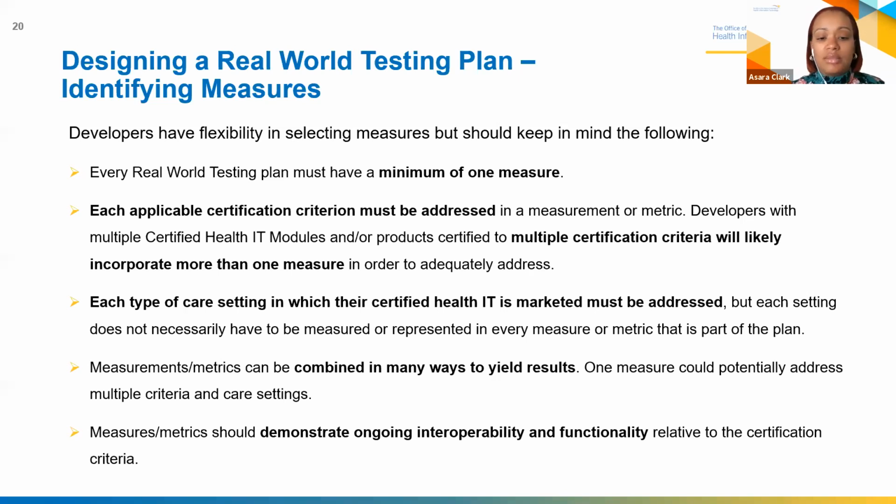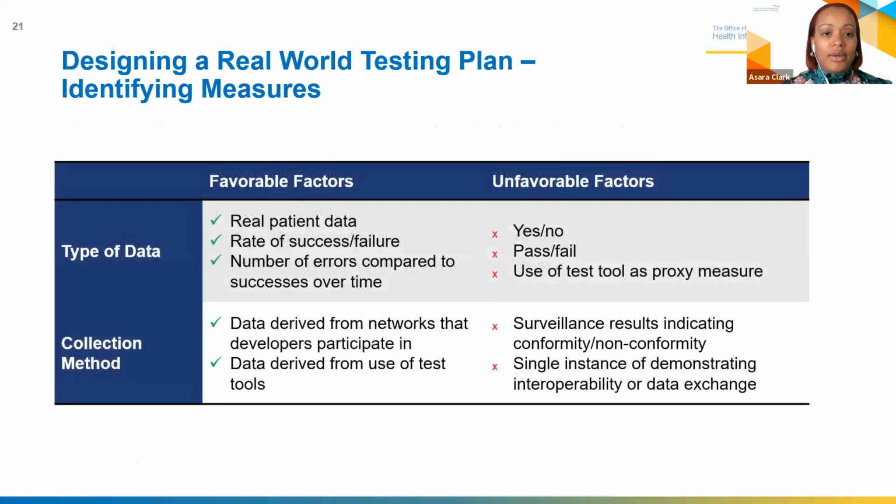And then measurements and metrics should demonstrate ongoing interoperability and functionality relative to the specific certification criteria. So just keep in mind real world testing and demonstration, and when you're thinking about these measures, you want to measure over time, okay? So we'll talk a little bit more about examples, but when you're identifying your measures, you want to think about the fact that real world testing is conducted over the course of an entire year. You determine how you break out the different activities of your real world testing throughout that calendar year.